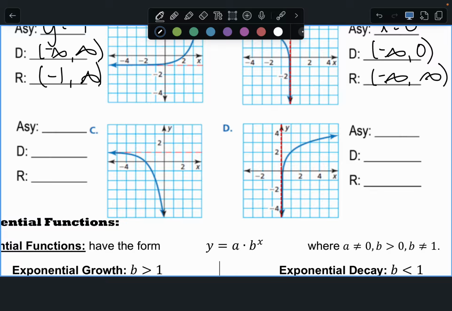Good, very good. So if the asymptote is horizontal, we do Hoy. If it's vertical, we do Vux. You learned Hoy-Vux in Algebra 1, right? Okay. I didn't think I introduced that to you.